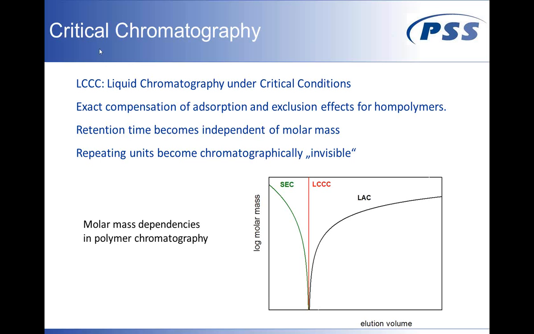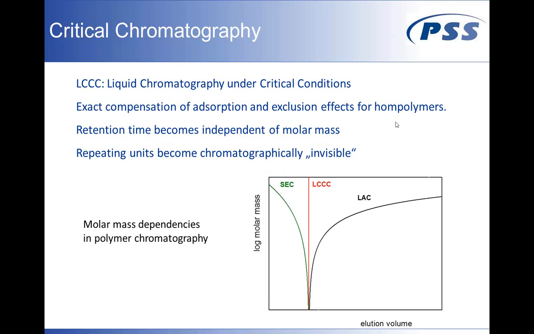We can do what we call critical chromatography, LCCC, liquid chromatography under critical conditions. That means at this point we use a solvent, or to be more clear, an eluent, where we have some size exclusion effect and some adsorptive effects. At these critical conditions, the adsorption effect, which leads to longer molecules wanting to stay longer on the column, is exactly balanced by the size exclusion effect, which comes from the pores. So we have a solvent somewhere in the middle between size exclusion and liquid adsorption chromatography.